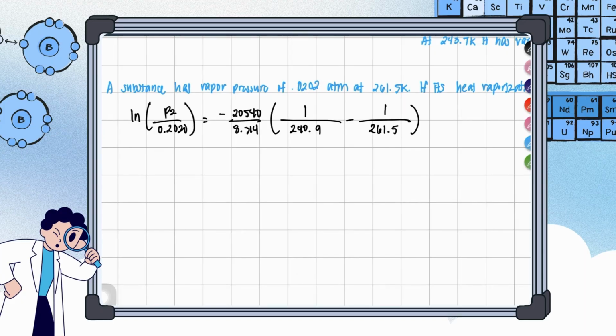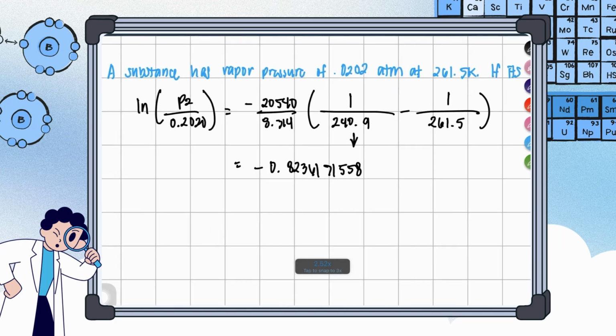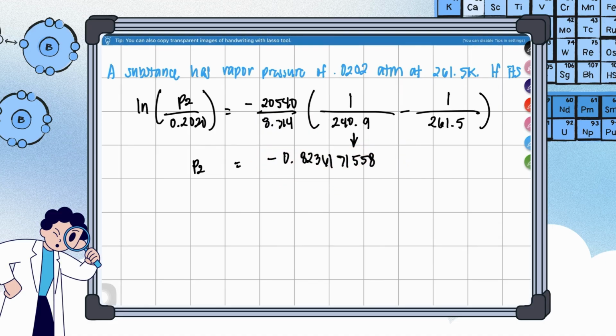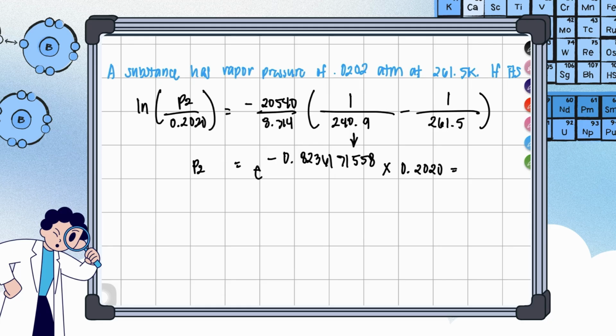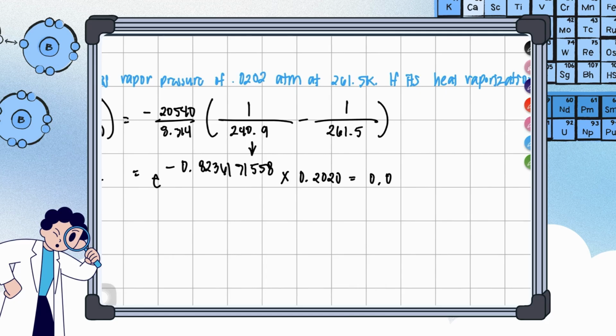So same process. If we simplify the right-hand side, we will get negative 0.8236171558. And then if we derive P2, we just have to raise e to this value that we got, then multiply by 0.0202, which will give us 0.08865 atmospheres.